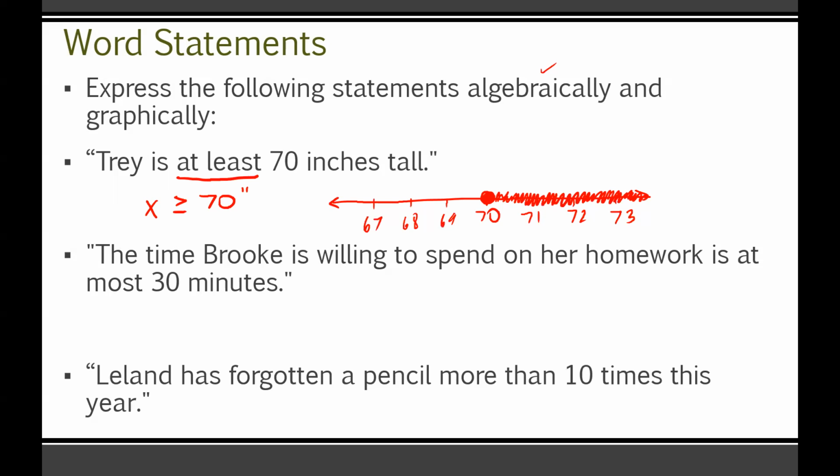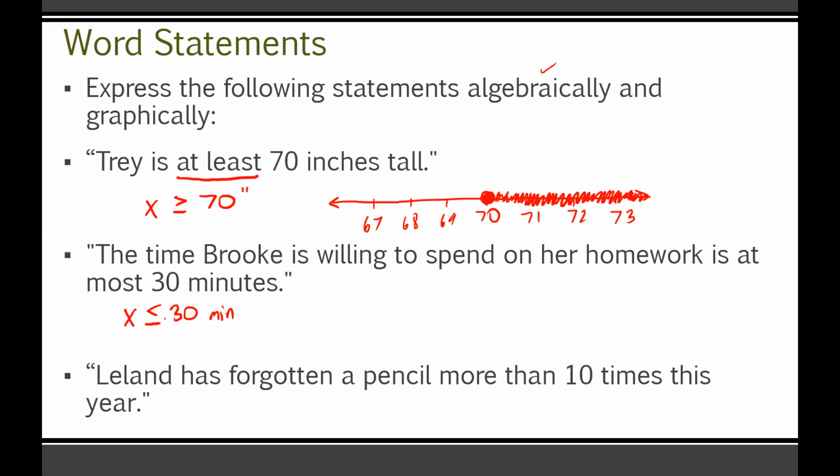All right, next one. The time Brooke is willing to spend on her homework is at most 30 minutes. At most 30 minutes. So in other words, the absolute most amount of time that Brooke is going to spend on her homework is 30 minutes. So we could also reword this as saying if X represents the amount of time that Brooke is working on her homework, X is going to be less than or equal to 30 minutes. Because again, she might spend 30 minutes working on her homework, but that's the very most she'll spend. She's not going to spend even a second more than 30 minutes.